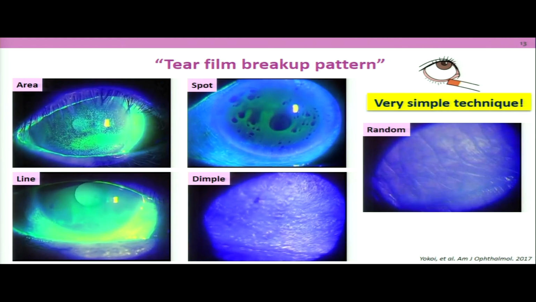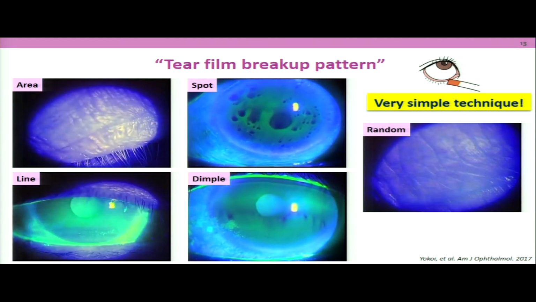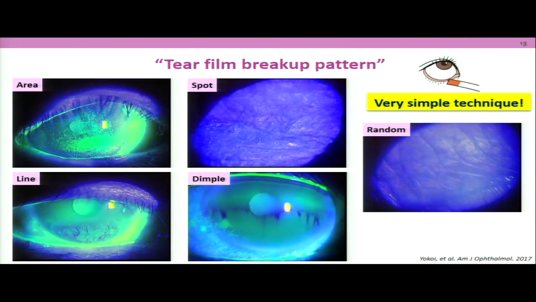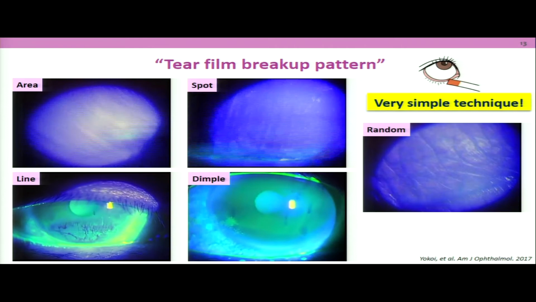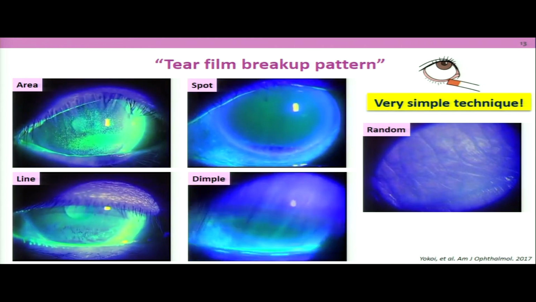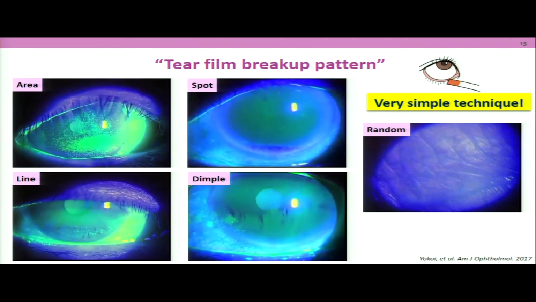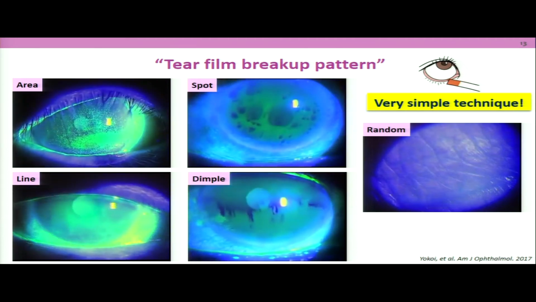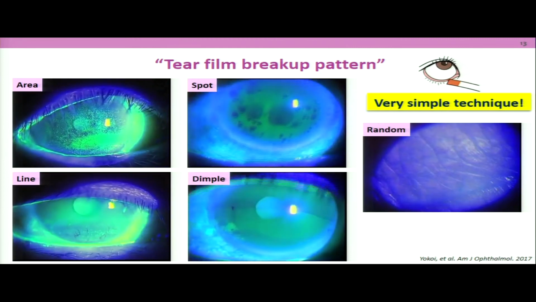So this we call dimple break. An irregular but vertical, linear-like shape during the upward movement of the fluorescein within the central part of the cornea can be observed. You can see the breakup. This is associated with mild or moderate dry eye with decreased wettability of the ocular surface.